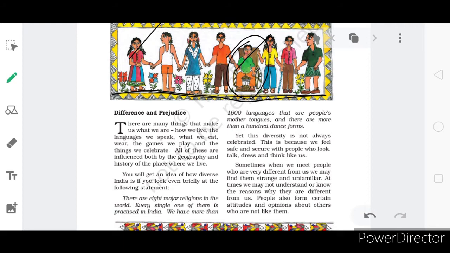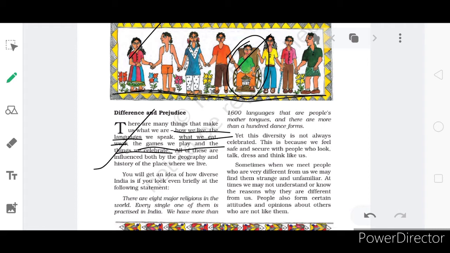There are many things that make us what we are: how we live, the language we speak, what we eat, what we wear, the games we play, and the things we celebrate. All of these are influenced by both geography and history of the place we live.